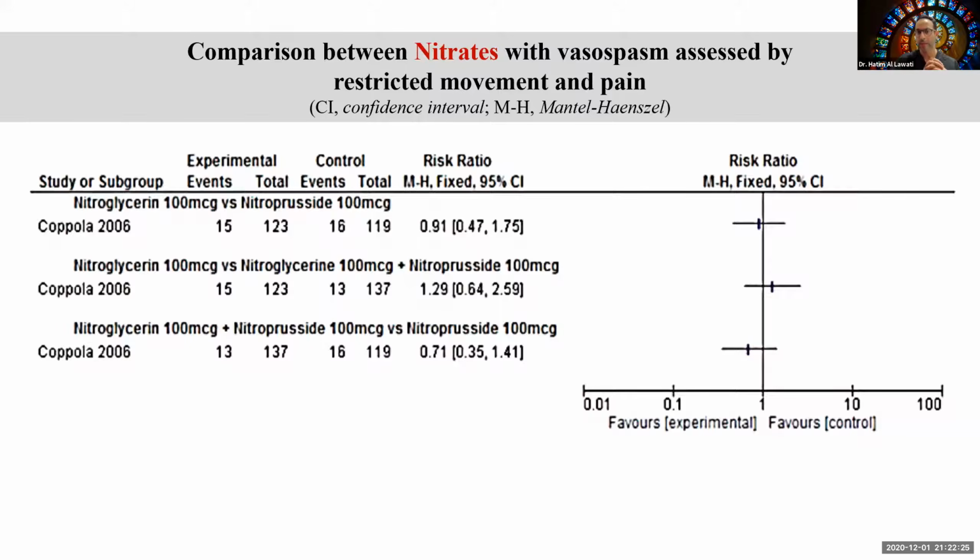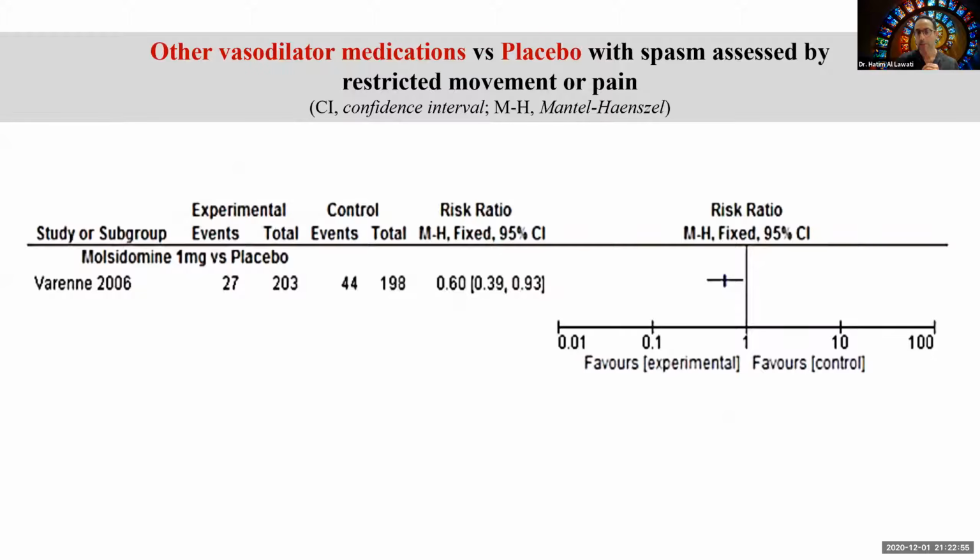So nitroglycerin 100 micrograms with nitroprusside 100 micrograms, no difference. Again, a big question mark whether bigger doses of nitroprusside would have resulted in more vasodilatation, knowing that it's a selective arteriolar vasodilator and a much more potent one than nitrates. Combination of nitroglycerin with nitroprusside was no superior to nitroglycerin alone, and nitroglycerin with nitroprusside was no superior to nitroprusside alone. Molsidomine was superior to placebo.